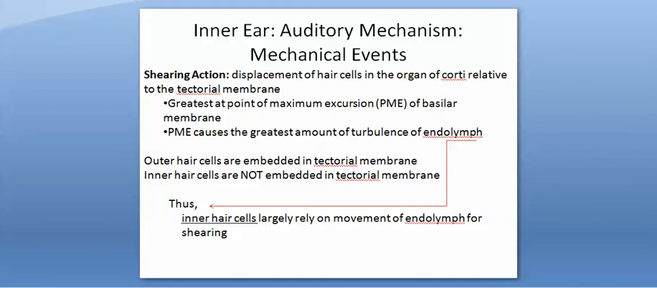All right, so then we're going to talk about this shearing action. So it's displacement of the hair cells in the organ of Corti relative to that tectorial membrane that sits right on top of it. Okay, and then we have the greatest point of maximum excursion of the basilar membrane. All right, and then the outer hair cells are embedded in the tectorial membrane, but the inner hair cells are not. So the inner hair cells largely rely on the movement of the endolymph for that shearing action.